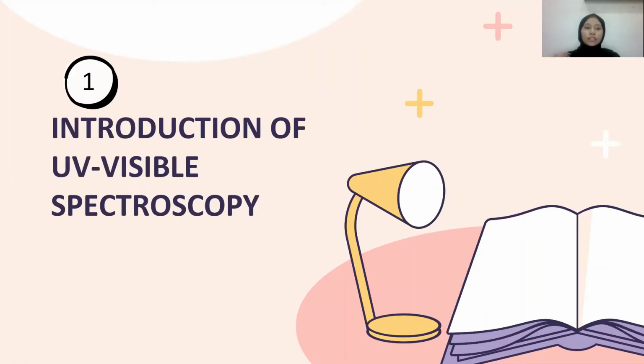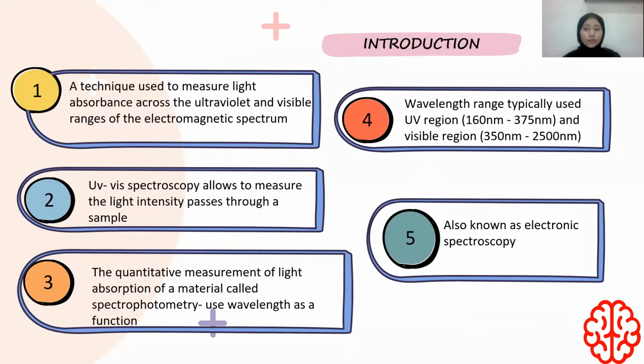In this part, I will explain the introduction of UV visible spectroscopy. So what actually is UV visible spectroscopy? UV visible spectroscopy is an analytical technique used to measure the absorbance of light by a chemical substance across the ultraviolet and visible range in the electromagnetic spectrum. As we know, the electromagnetic spectrum consists of a wide range from X-rays to radio waves. However, UV visible spectroscopy only focuses on the ultraviolet and visible range of the spectrum.